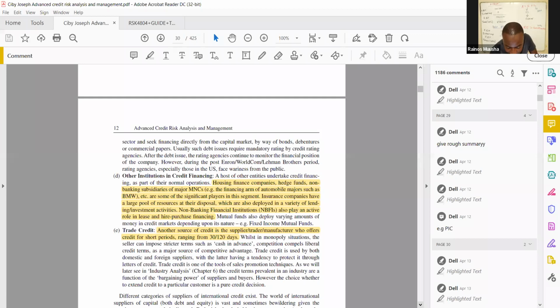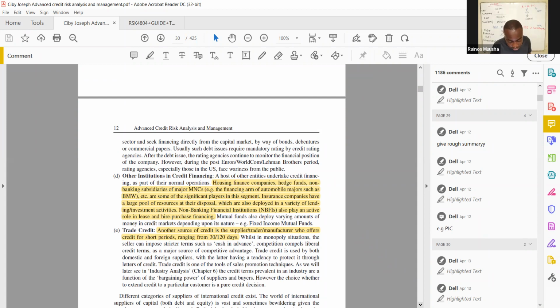So the housing finance companies, hedge funds, non-banking subsidiaries of major multinational companies are some of the significant players in this segment. Insurance companies have a large pool of resources at their disposal, which are also deployed in a variety of lending or investment activities. For example, when customers pay their premiums, the insurance companies take that money and invest it as well. Like, for example, Liberty takes the premiums you pay and invests in real estate, in Sanctions City as well.